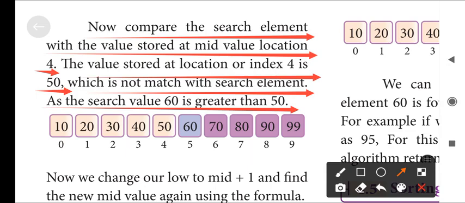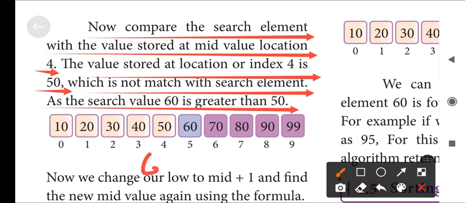First step is to allocate the index values. Second step is to find the mid value. Now the third step is to compare the values. The search value is equal to the mid value. Compare this one. The search value is 60.